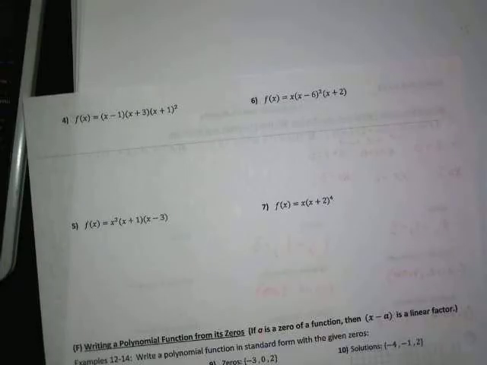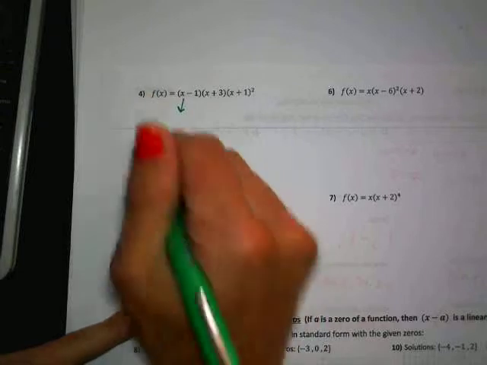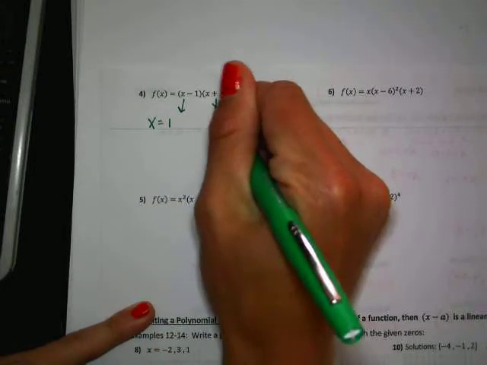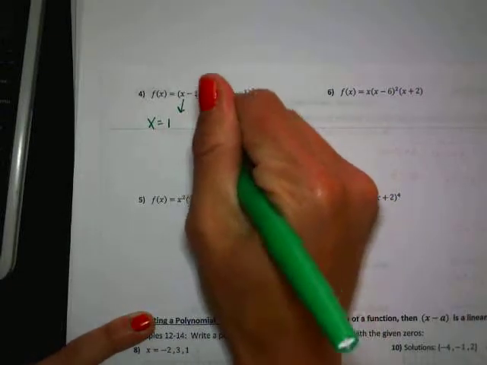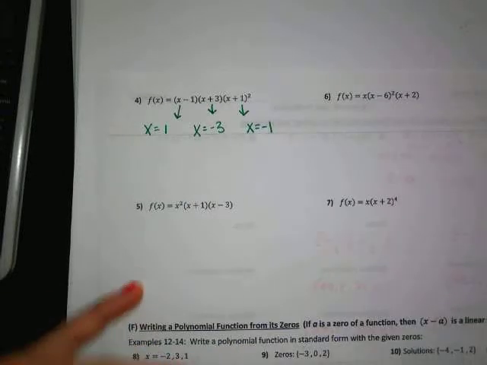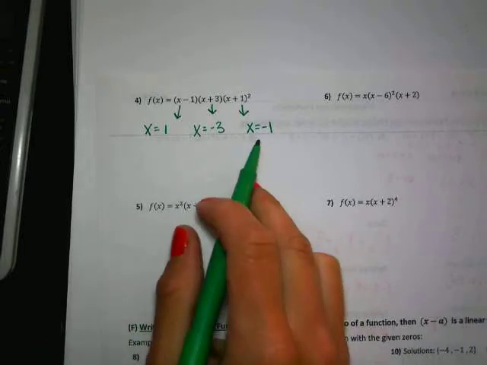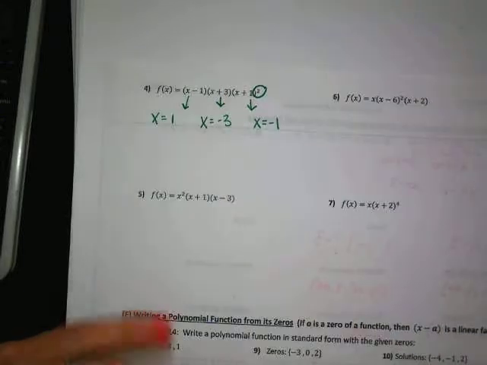All right, flip it over. So that's what we're doing here on 4 through 7. So we're looking at our factors, because your factors will tell you the zeros, right? So what's one of my zeros on number 4? 1. X equals 1. What's this one going to give me? -3. And what's this one going to give me? -1. Now, which one of these zeros has an exponent on the factor? The third one, right? -1 has a square right here.